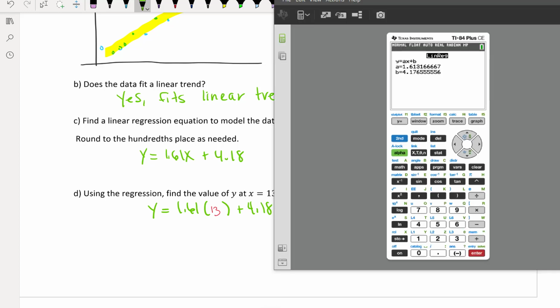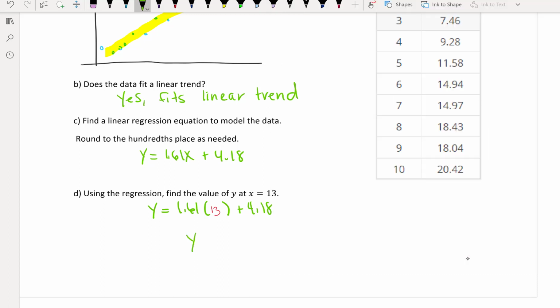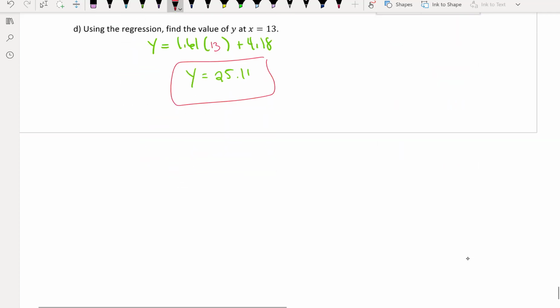So again, I can do this on my calculator. I have a 1.61 times 13, and it's going to be plus a 4.18. And if I press enter, I get that 25.11. So that would be my value of y when x is equal to 13.